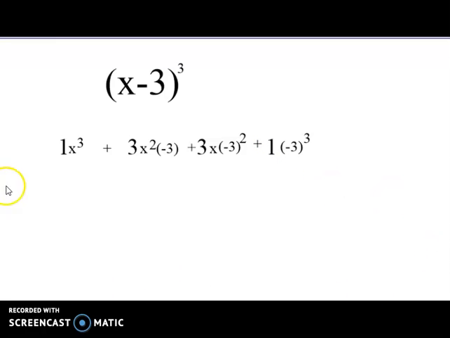So now, the first answer is x to the power of 3. A minus multiplied with a plus is a minus. 3 multiplied by 3 is 9. Then I'll have x squared. Then 3 squared is 9. 9 multiplied by 3 is 27. So that will be a positive 27.